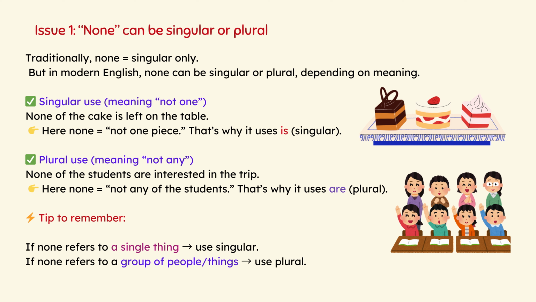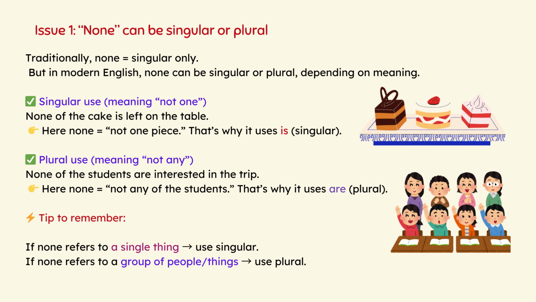Plural use, meaning not any. None of the students are interested in the trip. Here, none means not any of the students, so we use are, plural. Tip to remember: if none refers to a single thing, use singular. If none refers to a group of people or things, use plural.